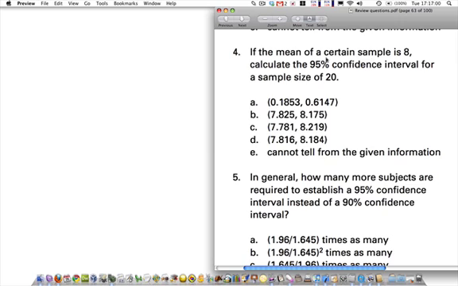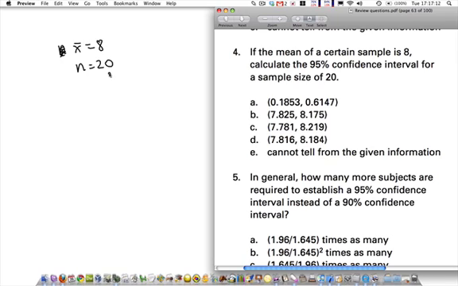If the mean of a certain sample is 8, all right, so here's what we know. Mean, x bar is equal to 8. Sample size is equal to 20. Calculate the 95% confidence interval. Okay, so confidence level is 95%. What does our magic z have to be? How many standard deviations away from the mean are we if we have 95% in the middle? You can look at your formula sheets and find out that this is negative 1.96 to the left, 1.96 to the right, like that. So z star is 1.96.